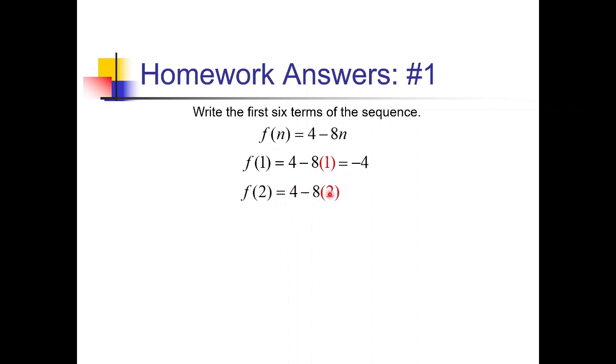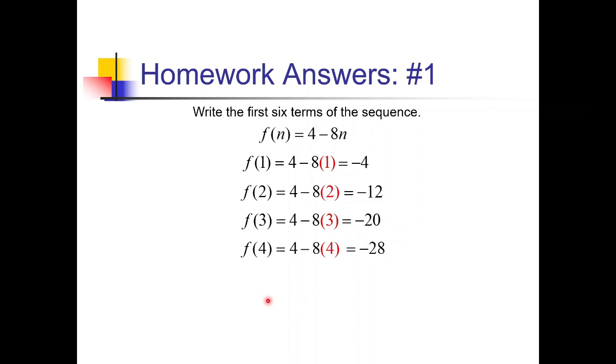4 minus 8 times 2 is 4 minus 16, so that's negative 12. F of 3, we've got 4 minus 8 times 3. 4 minus 24 is negative 20. And f of 4, we've got 4 minus 8 times 4. That's 4 minus 32, which is negative 28. And these should be going down by 8s, just the way these are set up here.